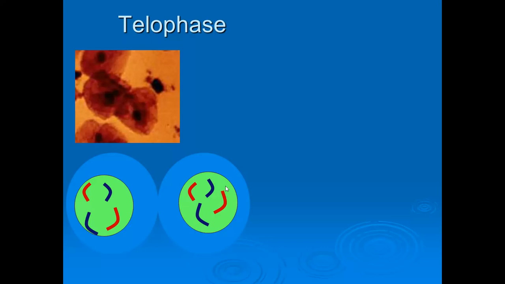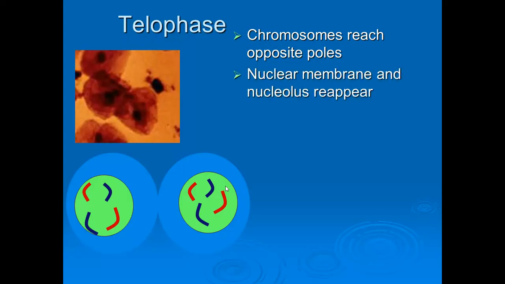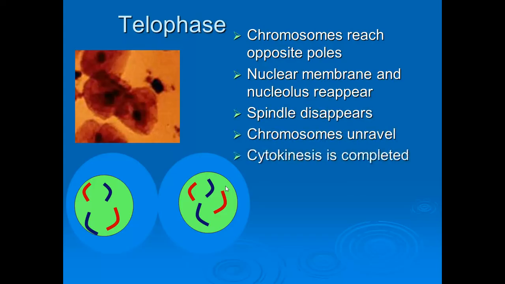You see the unlabeled picture here, and then the good telophase picture on page 87 in your textbook. There's also a picture of an animal cell and a plant cell on pages 86 and 87. In telophase, the chromosomes reach the opposite ends of the cell. The nuclear membrane begins to reappear. The nucleolus begins to reappear inside. The spindle disappears. The chromosomes unravel because they're going back to their interphase state. Cytokinesis is then completed by the end of telophase.